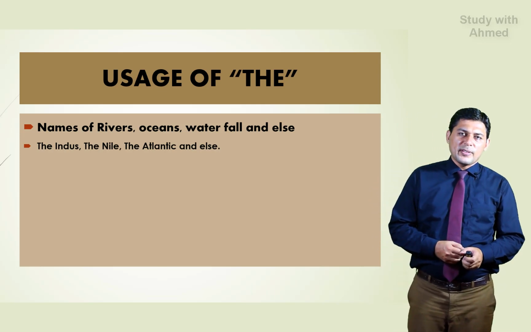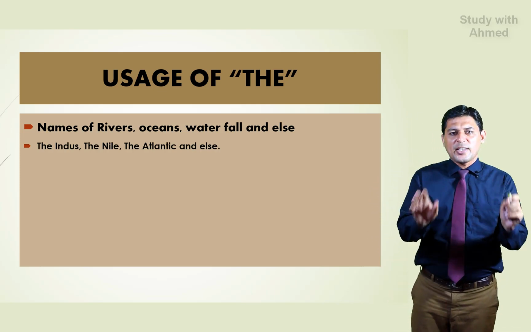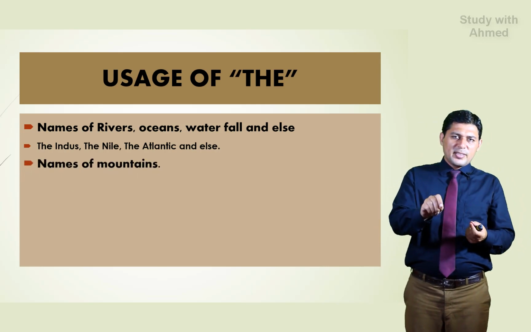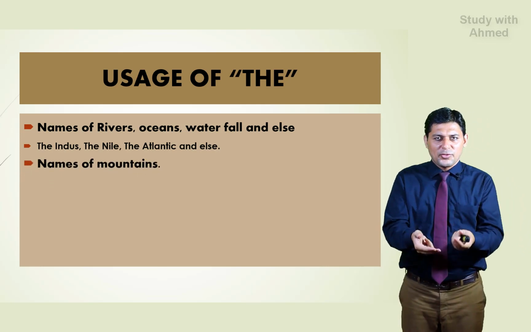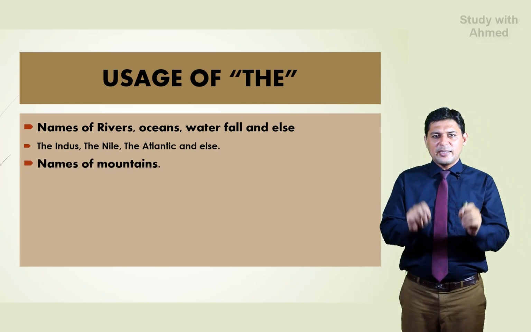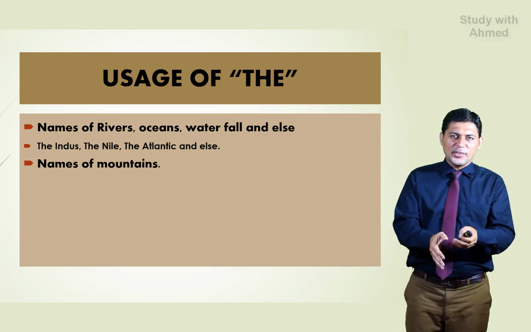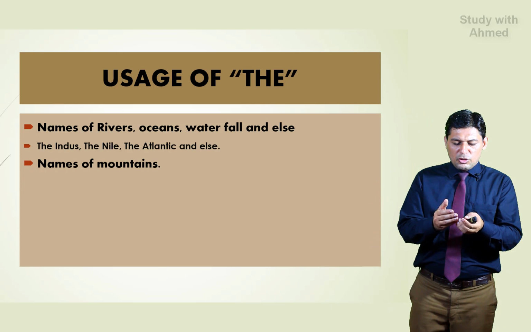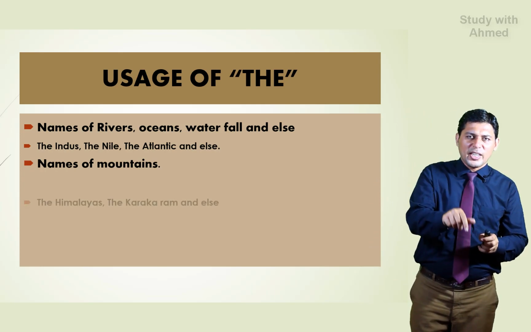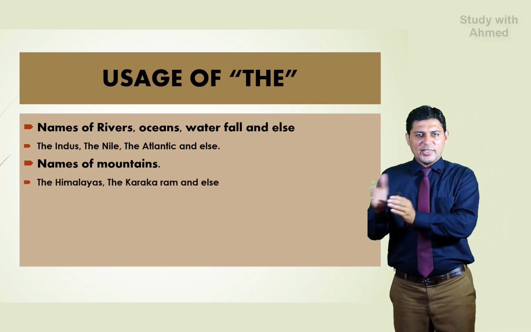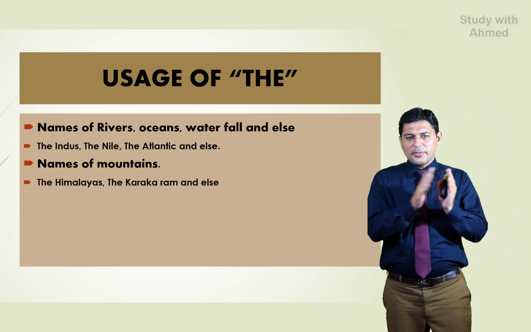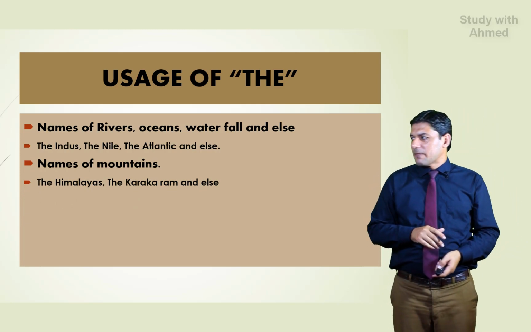Names of mountains. One side is mount, second is mountains. Mount Arafat, Mount Everest, both are mounts. So we will not use an article "the". But for names of mountain ranges, like the Himalayas and the Karakoram, these are not one mount, right? They are a series, for hundreds of kilometers, with names of mountains.